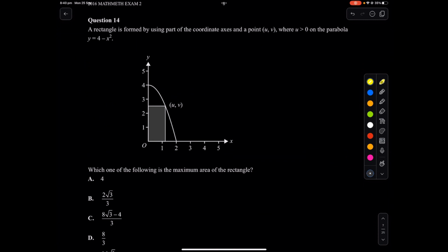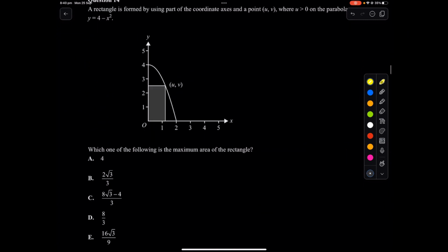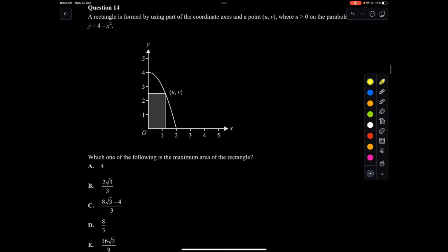Question 14. A rectangle is formed by using parts of the coordinate axes and the point u, f of u, where u is greater than 0, on the parabola of this. Which of the following is the maximum area of the rectangle? A very typical question. So what I would do is, I know this coordinate is u, f of u. So the area of the rectangle is what? It's just u times f of u.